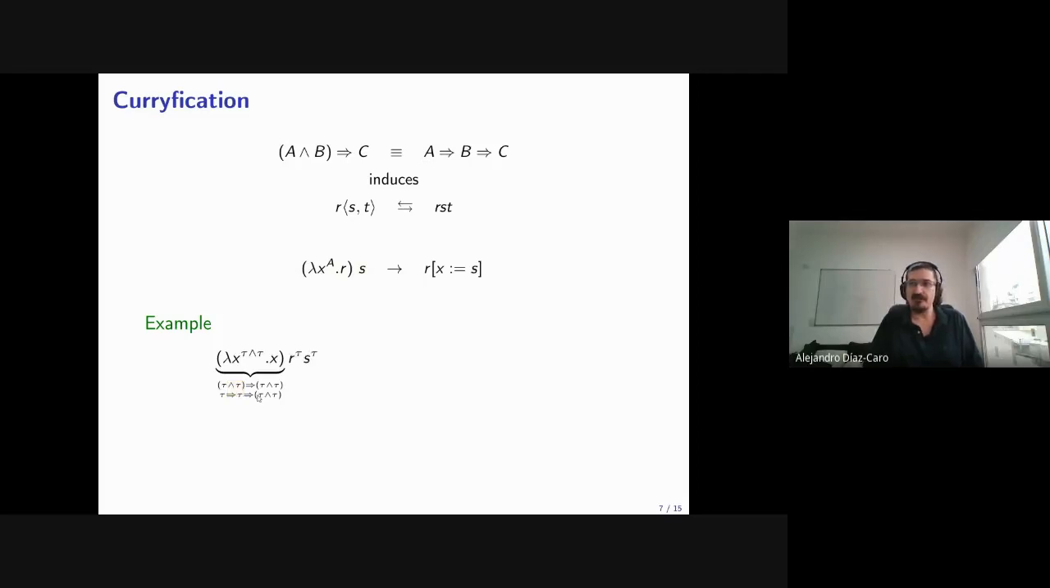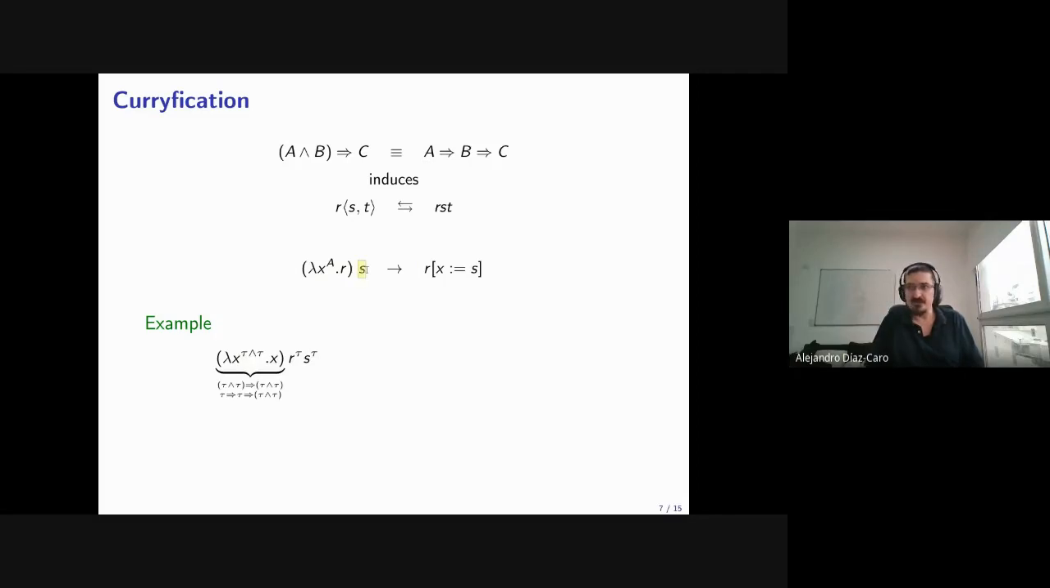So since I am saying that I can have the proof of tau and tau by two proofs separately, what I am saying is that I can give to this guy the proof of this assumption, the proof of tau, which is R, and another proof of tau, which is S. And we have to use this rule to construct the proof of tau and tau. But if you use this rule here, you are not doing this.